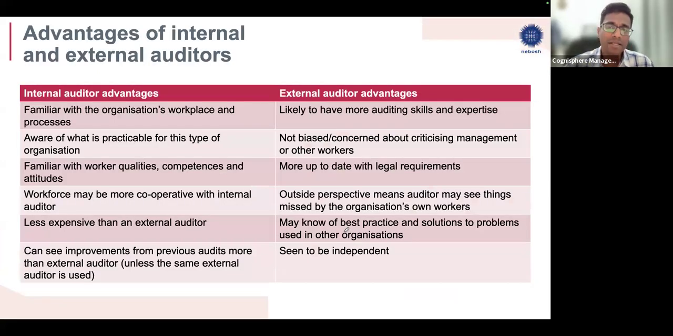So what is an internal audit and external audit? Internal audit is done by a person within the organization. For example, here the store manager can do an internal audit, or the health and safety responsible person can do an internal audit. External audit is done by a person who is independent of the organization, like the inspector may do an external audit. Internal audit is also called a first party audit, whereas external audit is called a third party audit. Sometimes they use first party audit instead of the term internal audit.